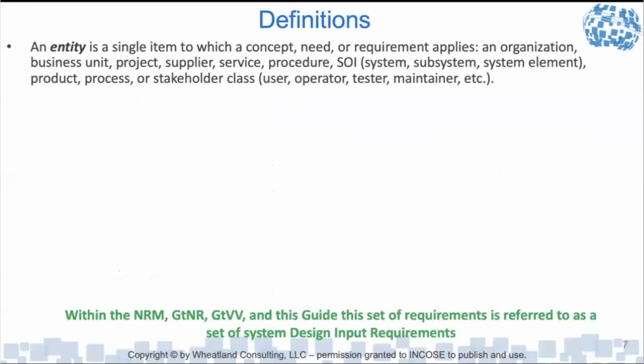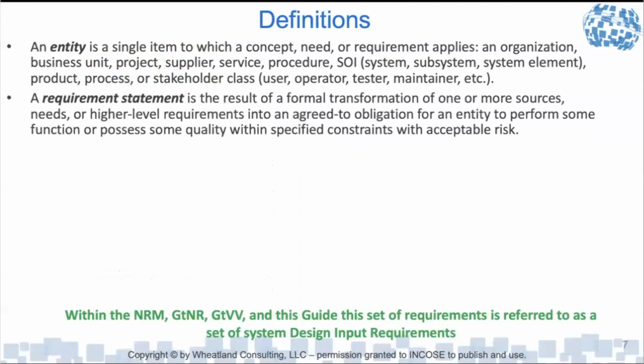So some basic definitions. We talk about an entity as a single item to which a concept, need, or requirement applies. This is when you talk about the entity shell, and then you can fill in the entity. It could apply to an organization, a business unit, a project, a supplier service. It could be a system of interest, subsystem, system element, product, process, or a class of stakeholders.